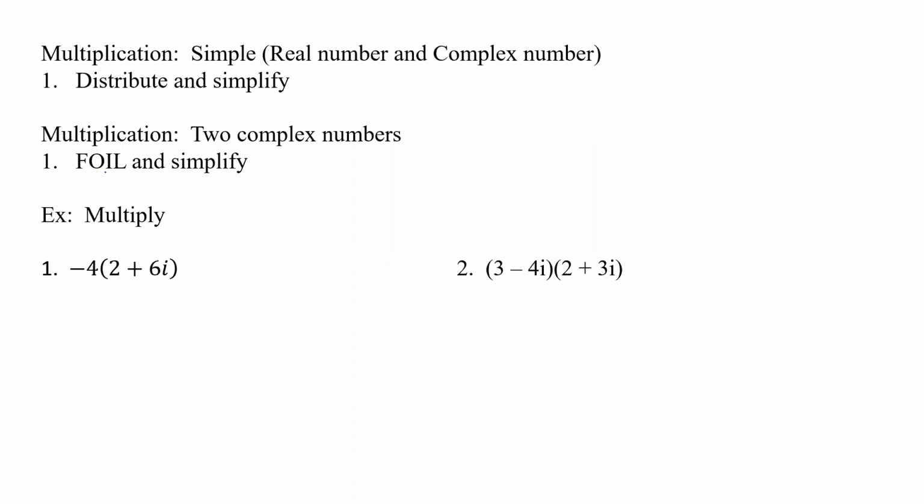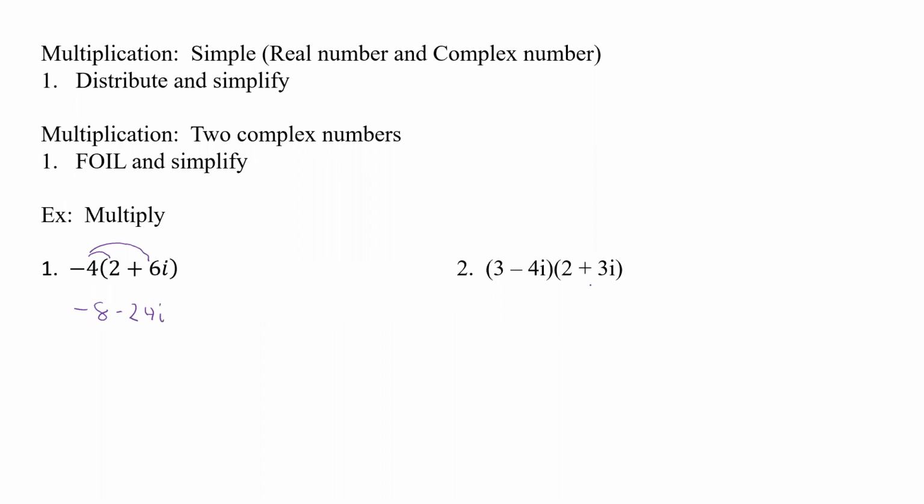And basically what we're going to do is just FOIL and simplify. So we're going to just have to do the FOIL process all along. So the first one is just going to be just distribute. We're just going to take that times that and that times that. So minus 4 times 2 is minus 8. A minus 4 times a 6 is a minus 24, and it still has an I. So we can kind of think of that I as a variable, and as long as we just have I, we are done with that.